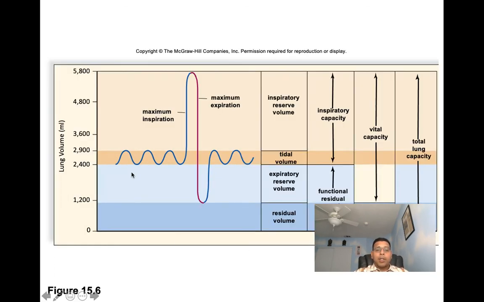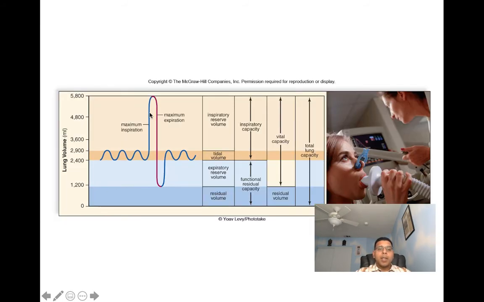So here you can appreciate tidal volume. This is normal breathing, normal inspiration and expiration, inhalation or exhalation, whatever you want to call it. And this is during rest. So we get about 500 milliliters of air in and about 500 milliliters of air out. Here we can appreciate then a maximum inspiration, a deep inspiration, and then a maximum expiration, a deep expiration, exhalation. And then taking us back to tidal volume.